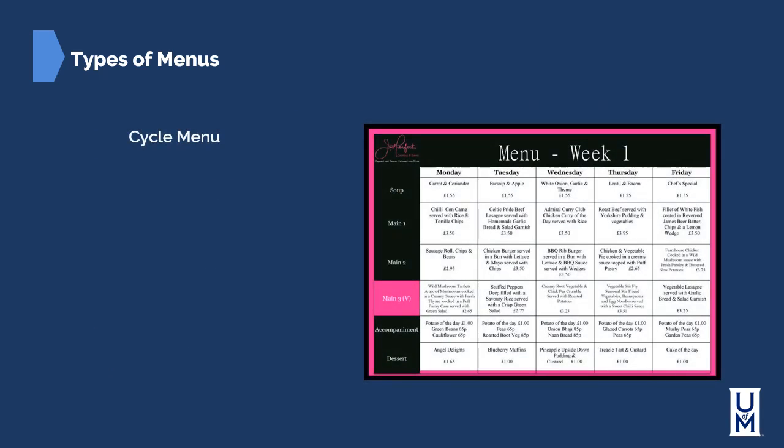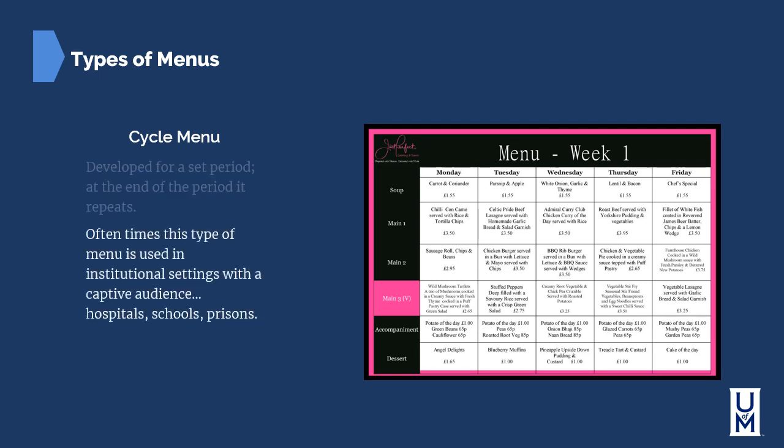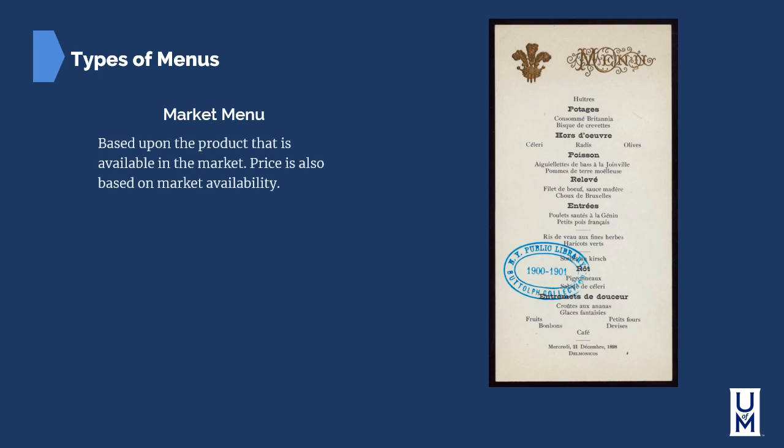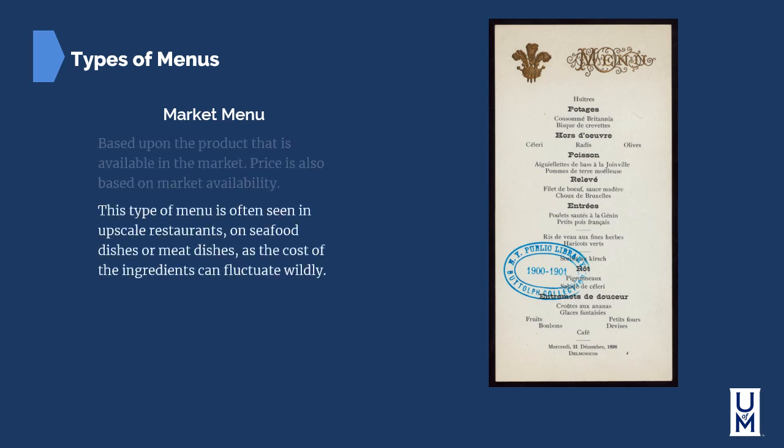A cycle menu is a menu that is developed for a specific set of time, and at the end of that period it repeats. Oftentimes this type of menu is used in institutional settings with a captive audience: hospitals, schools, and prisons. A market menu is based on the product that is available in the market. Price is also based on market availability. This type of menu is often seen in upscale restaurants on seafood dishes or meat dishes, as the cost of these ingredients can fluctuate wildly.